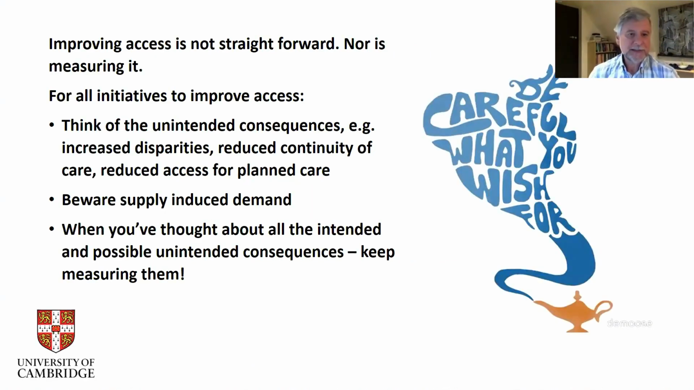So the overall message is, as I think we know, improving access is not straightforward. Measuring access we know isn't straightforward because of the wide variety of ways in which we can conceptualize access, and we've heard about that. But measuring it is important too. And for all initiatives to improve access, we have to think about the unintended consequences: potentially increased disparities, reduced continuity of care, reduced access for planned care. We must beware of supply-induced demand, because some of the things which will increase access may not increase needed access, thinking of what Lillian was talking about earlier. And then finally, when you have thought about all of the intended consequences and all the possible unintended consequences, keep measuring both of them and be careful what you wish for.